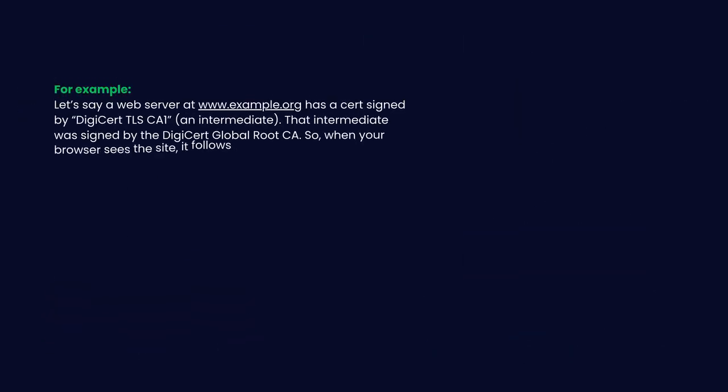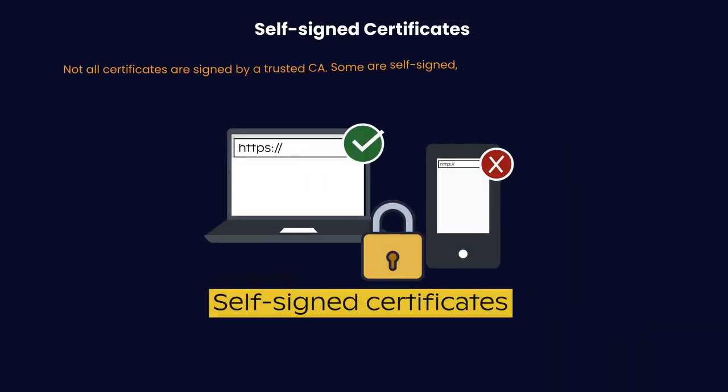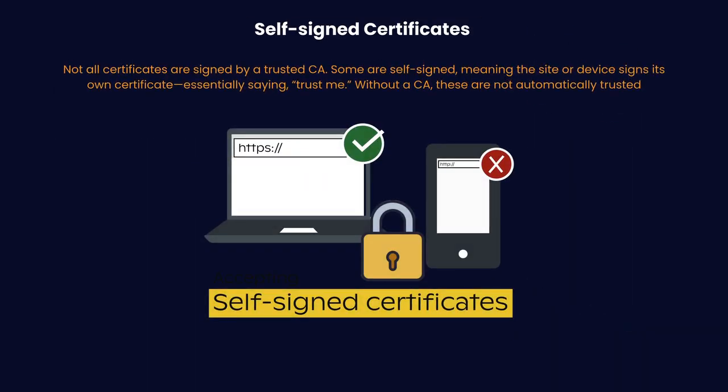Here's an example. Let's say a web server at www.example.org has a cert signed by DigiCert, and it's called DigiCert TLS CA1, an intermediate cert. That intermediate was signed by the DigiCert Global Root CA. So when your browser sees the site www.example.org, it follows the trust chain up to the trusted root. Done.